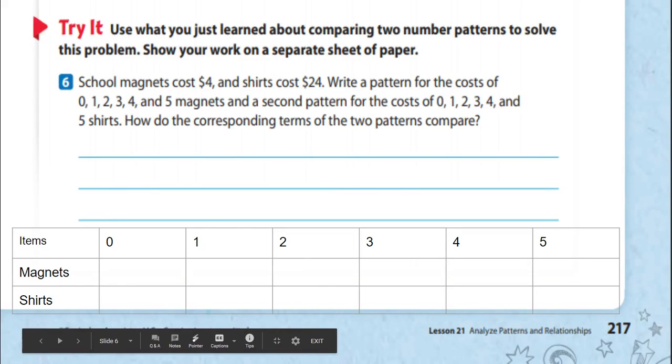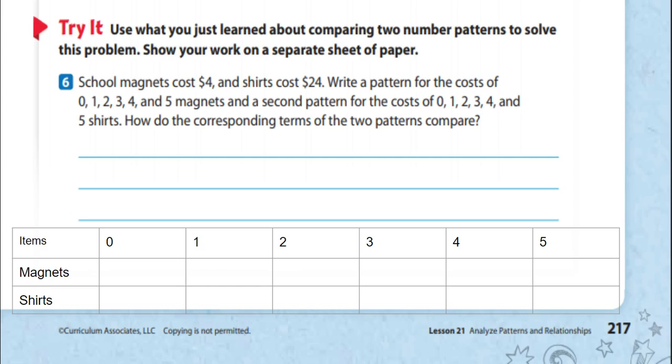All right, guys, so this is the last slide, and it is what is at the bottom of page 217. So it is the try it piece, and it says use what you just learned about comparing two number patterns to solve this problem. Show your work on a separate sheet of paper. So I'm going to have you show your work here, and I have inserted a table that I want you guys to edit. So it says school magnets cost $4 and shirts cost $24. Write a pattern for the costs of 0, 1, 2, 3, 4, and 5 magnets, and a second pattern for the cost of 0, 1, 2, 3, 4, and 5 shirts. How do the corresponding terms of the two patterns compare? So that is what we are going to do.